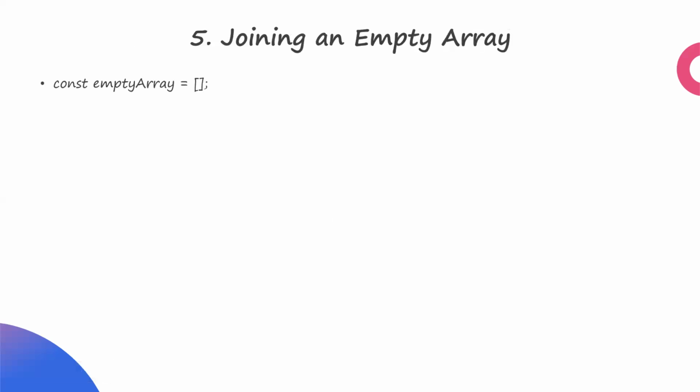You can also join an empty array. When you join an empty array, what are you going to get? You get an empty string. All right. You get an empty string because there's nothing in there to join. So if you want to convert an array to an empty string, you just have to call join on that empty array. You get an empty string. So this is another trick.